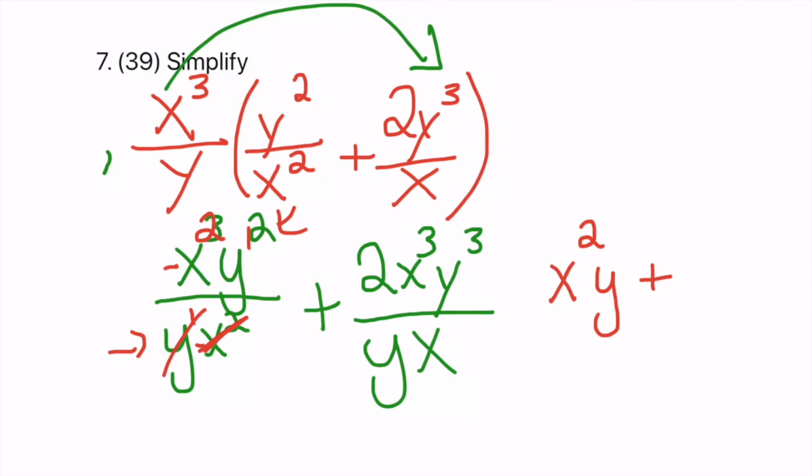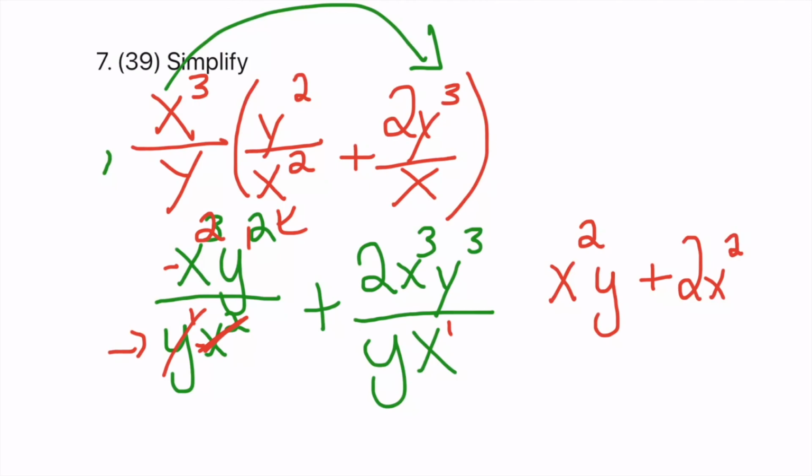And then we're going to add, over on this side, we have our 2. There's nothing to cancel it out with on the bottom. Now let's do our x's. We have x^3 on the top and x^1 on the bottom. So if we do 3 minus 1, that leaves us with just x^2 on top. And we know that it remains on the top because there are more x's on the top than the bottom.